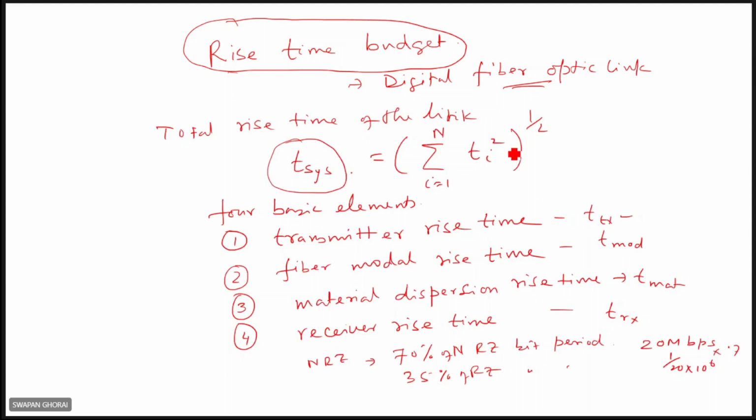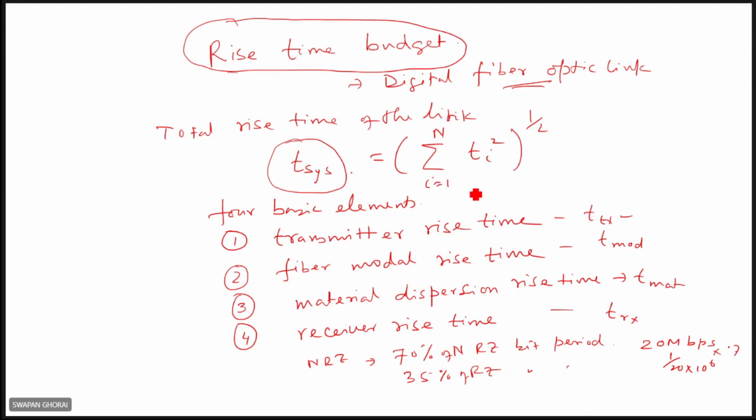Square root sum square of the rise times of each contributor. Actually, this is related to pulse rise time declarations. Suppose n contributors are there, then it will be the sum from 1 to n of ti square. That means root sum square of the squares of each contributor's rise time.